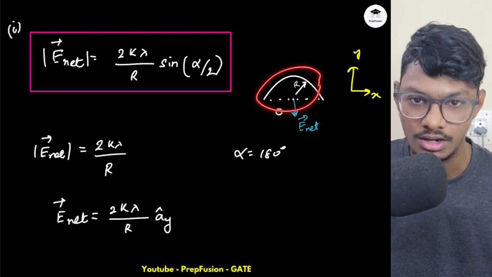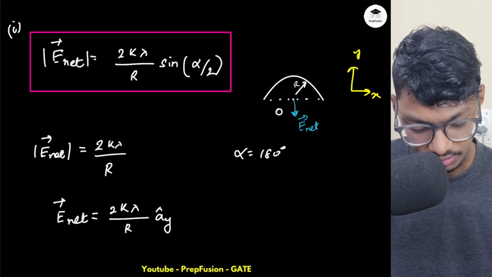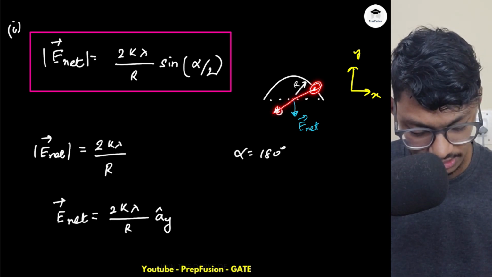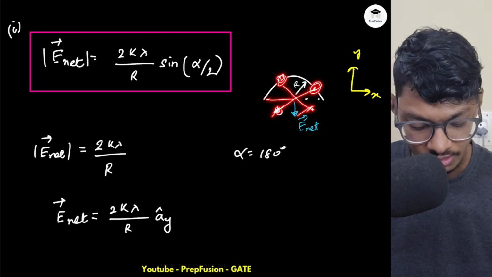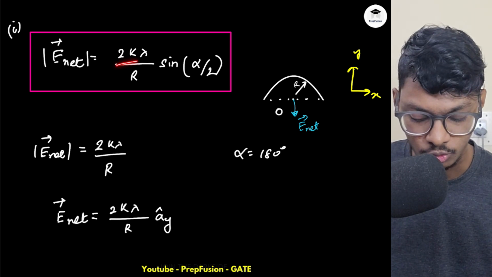It is simply an arc, a semicircle. Again, the electric field due to this dq will be in this region, and the electric field due to this dq will be in this region, and they will cancel. The horizontal component will cancel, and just the vertical component will be left. So the formula we derived in the previous lecture, it will be 2k lambda by r.